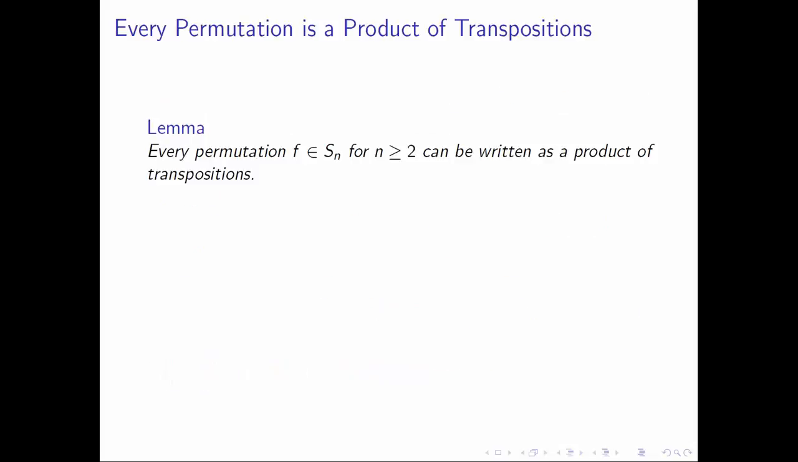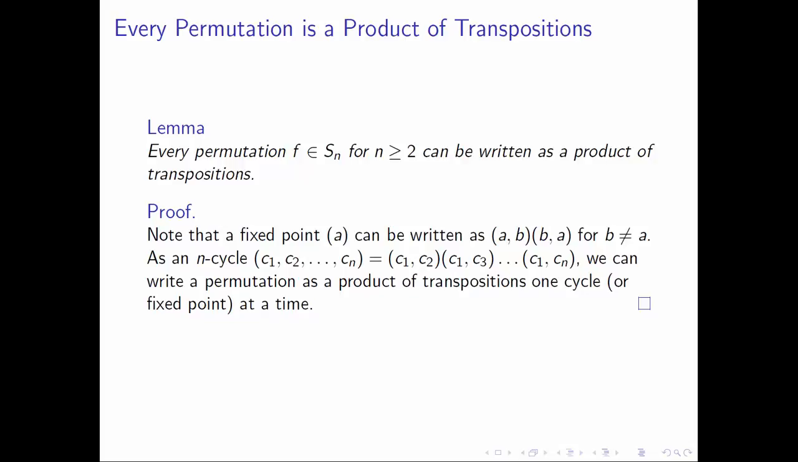Now the last thing that I want to do in this first video is go back and use that example as motivation to prove the following lemma, which is that every permutation f in Sn, as long as n is greater than or equal to 2, so transpositions make sense, can be written as a product of transpositions.